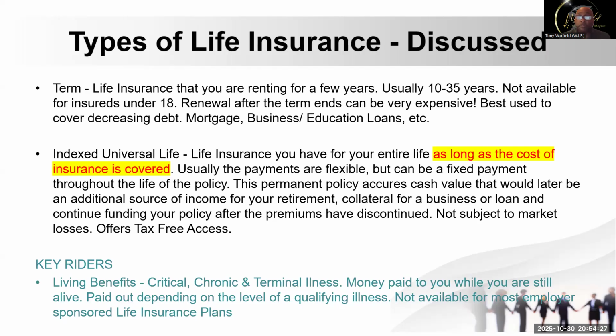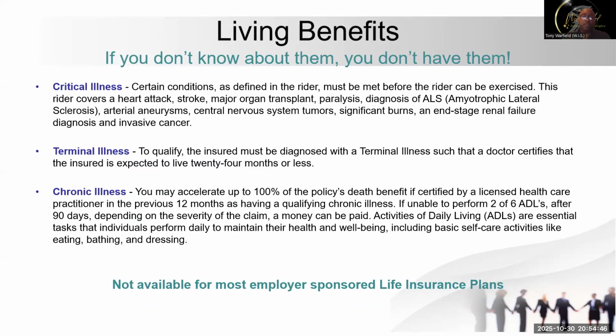You're going to hear us talking about key riders like living benefits: critical, chronic, and terminal illness. This is basically you getting paid while you're still alive. It's not available with your employer, so you definitely want to pay attention to that. If you have a policy, you want to check your policy as soon as you can to see if you have living benefits available.